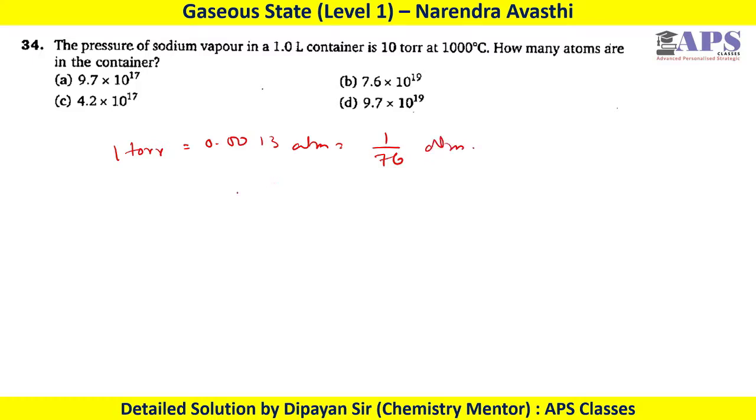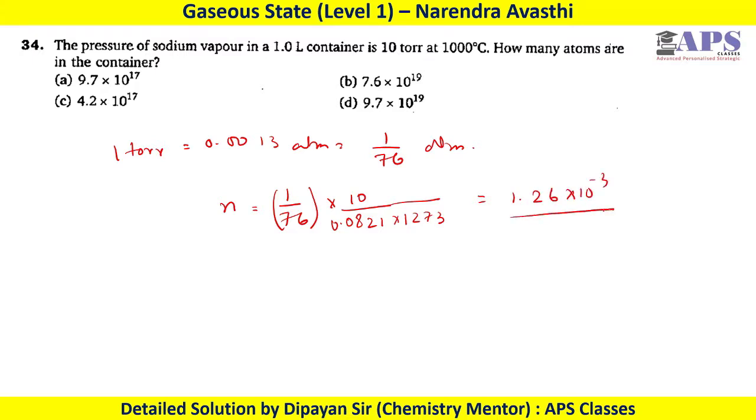So we can calculate number of mole from PV equal to nRT, that is 1 by 76, because it is 1 torr, so we have to convert it into atm, multiplied by V, that is 10, divided by 0.0821 multiplied by 1273 Kelvin, and finally it will become 1.26 into 10 to the power minus 3. So this is the number of mole.